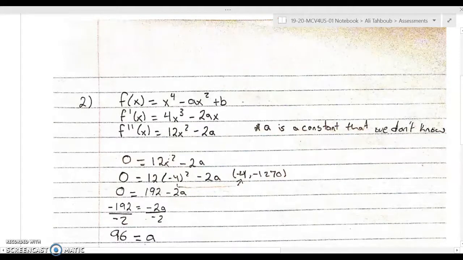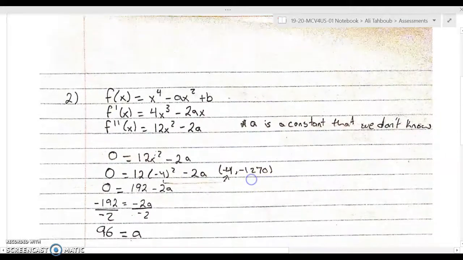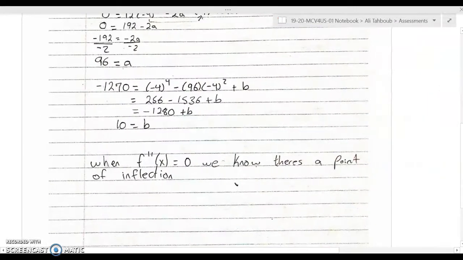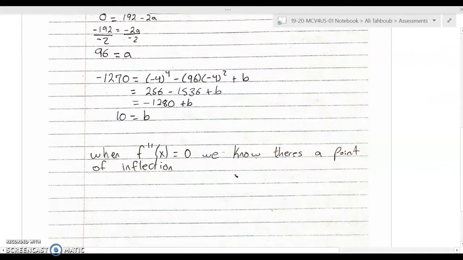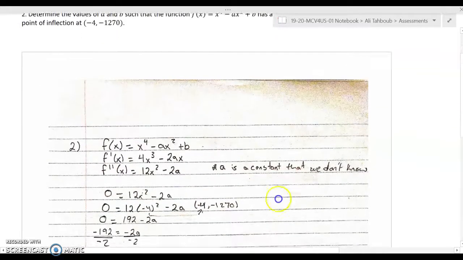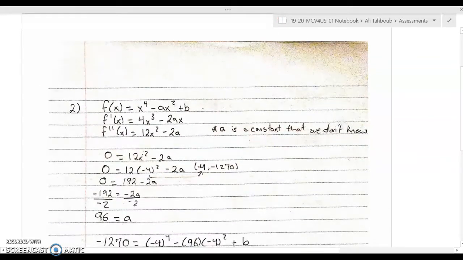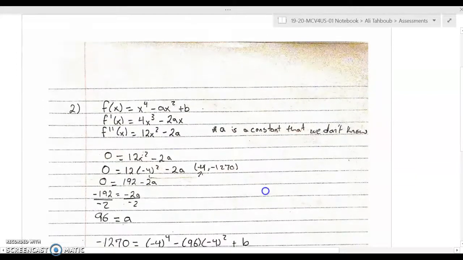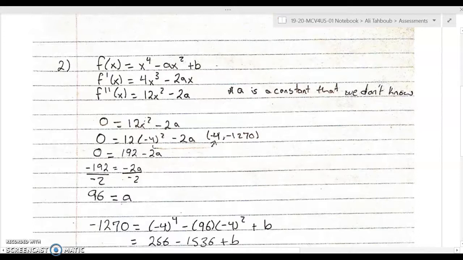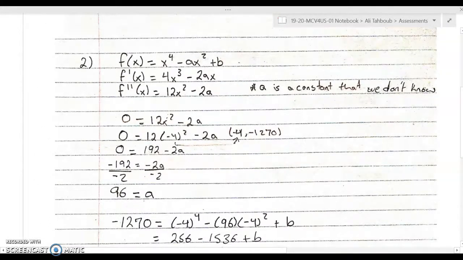It actually must remain. So then what I did next was that we know as a rule that when the second derivative equals 0, there is a point of inflection. And we're given that point of inflection, right? So we know that 12x squared minus 2a equals 0 when x is equal to -4, which is right here. So I plugged the -4 in, which is right here, sorry. I was pointing with my hand.